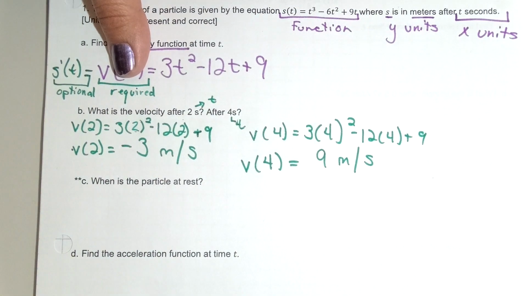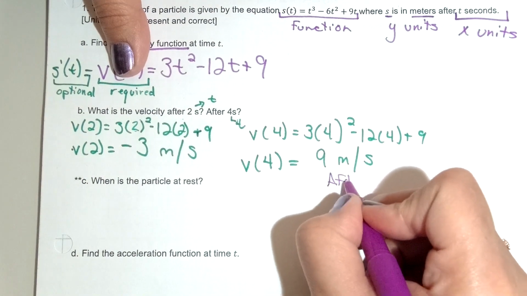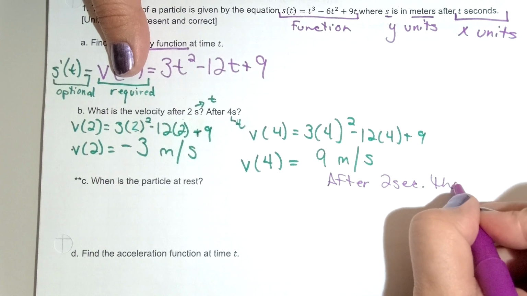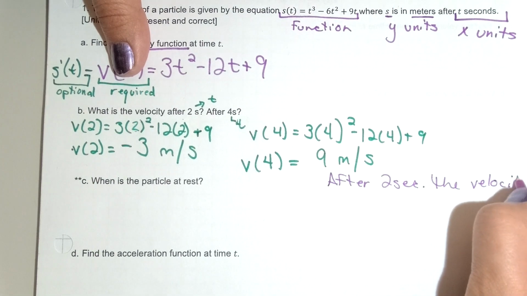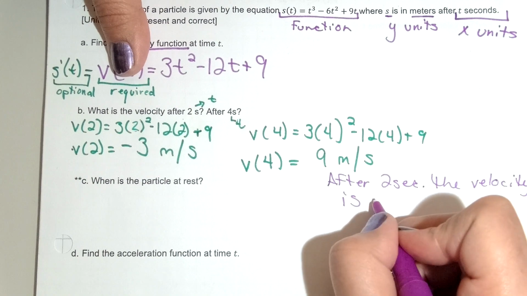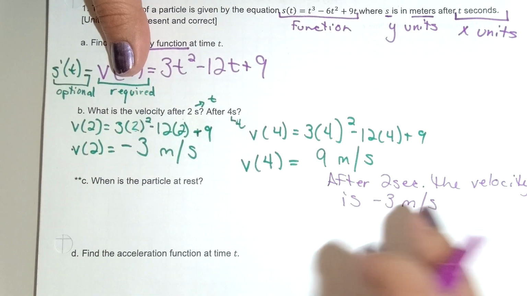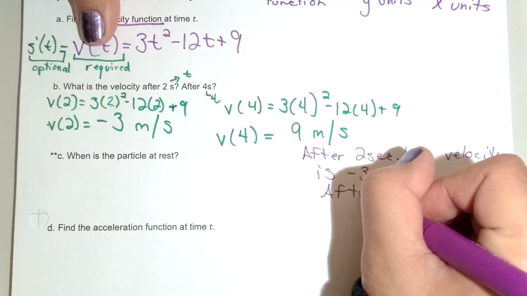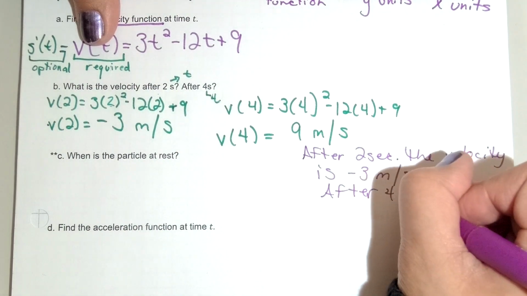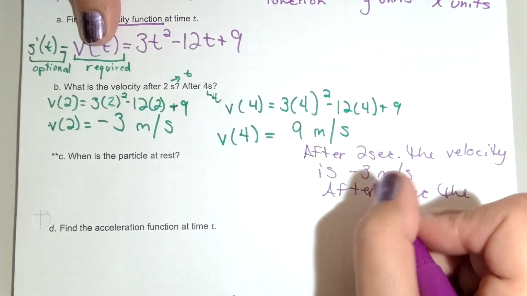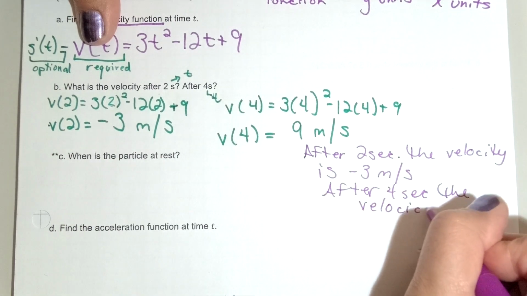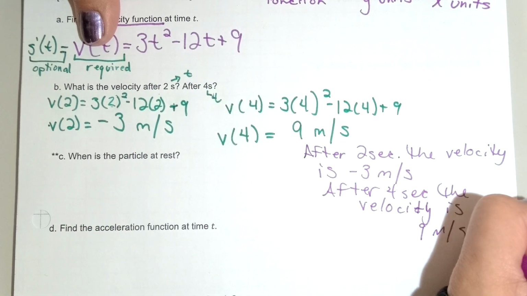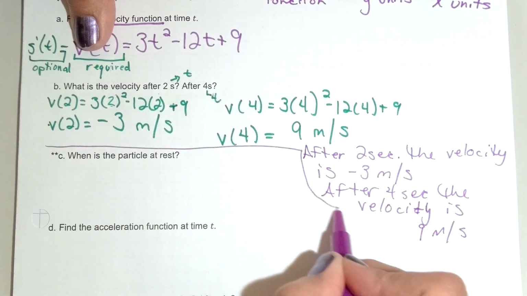So don't forget to write your little phrase. After 2 seconds, the velocity is -3 meters per second. Again, we'll talk about what the negative means after break. After 4 seconds, the velocity is 9 meters per second. So that's all for part B.